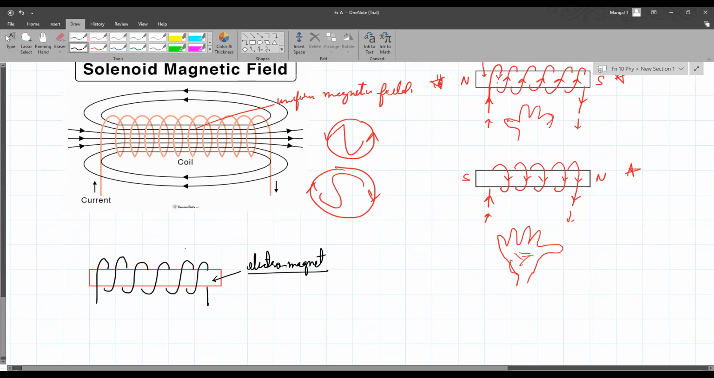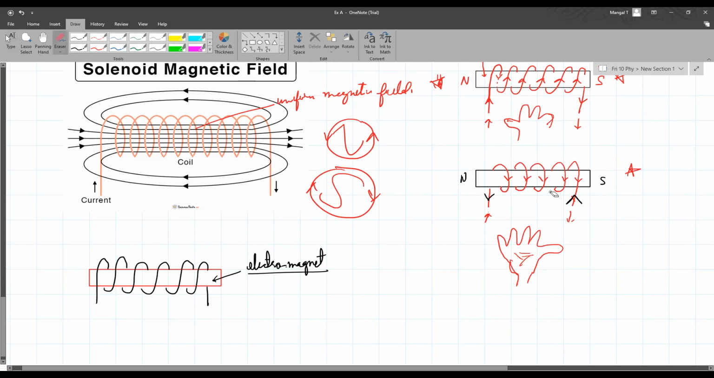Now, if I change the direction of current, then what will happen? The polarities of this magnet will change. Like in this particular case, this is south and this is north. So if the current which was flowing up is now flowing down, then this will become north and this will become south. So you can change the polarities of the magnet.